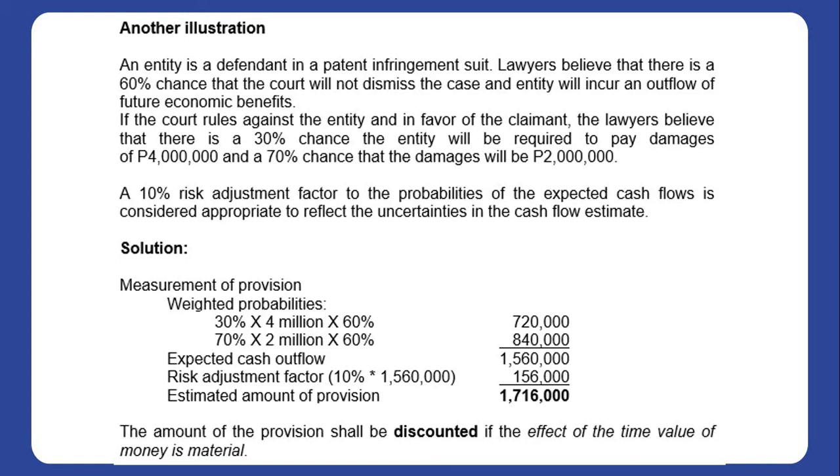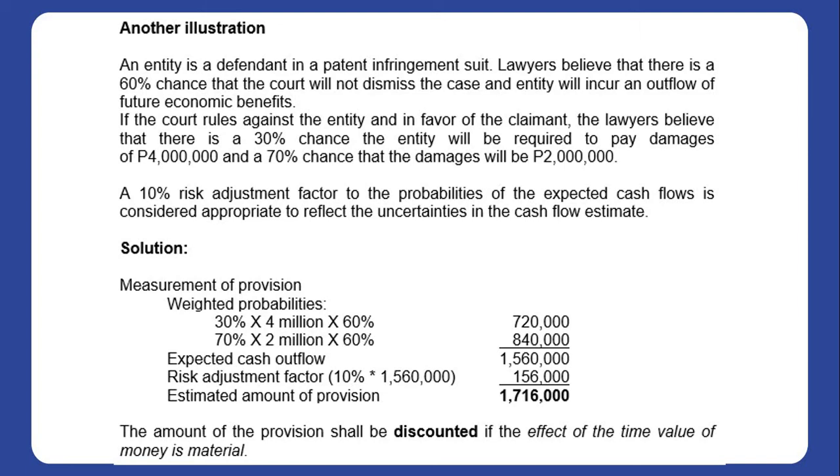If the court rules against the entity and in favor of the claimant, the lawyers believe that there is a 30% chance the entity will be required to pay damages of 4 million and a 70% chance that the damage will be 2 million. A 10% risk adjustment factor to the probabilities of the expected cash flow is considered appropriate to reflect the uncertainties in the cash flow estimate. So how to get the provision? So how much will be the expected cash outflow, the expected value?